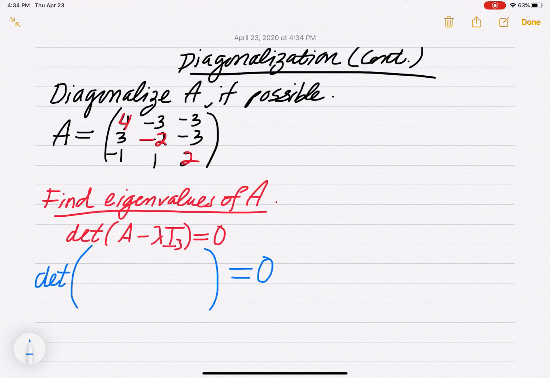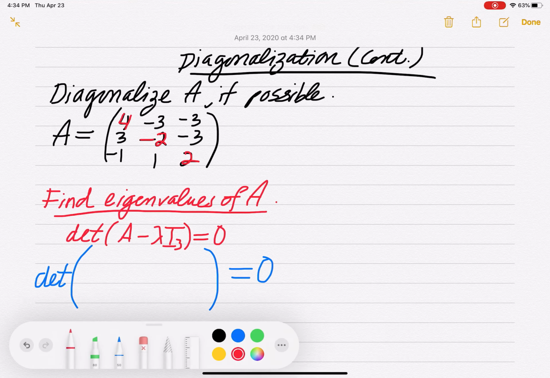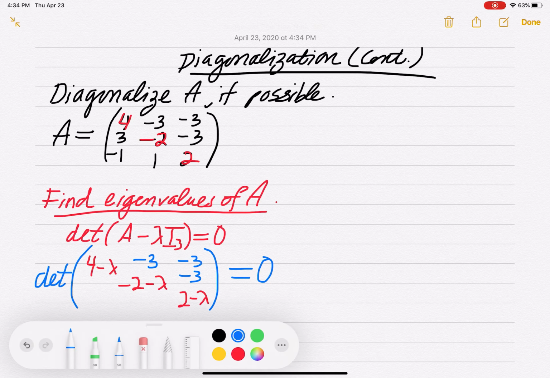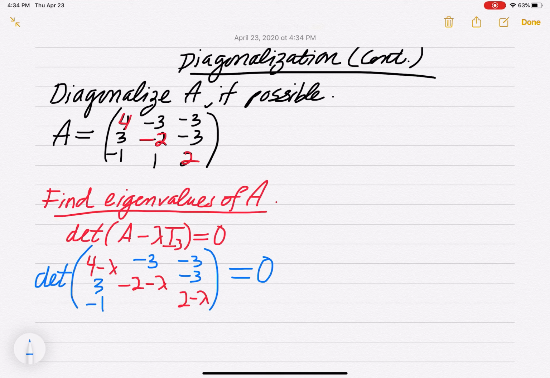Determinant of, so down the diagonal we're going to have 4 minus lambda, negative 2 minus lambda, and 2 minus lambda. And everything else stays the same. We get a negative 3, negative 3, negative 3, negative 1. Now that's a 3 there, right? Let me get rid of that. Make sure that's a 3. 3, negative 1, 1.